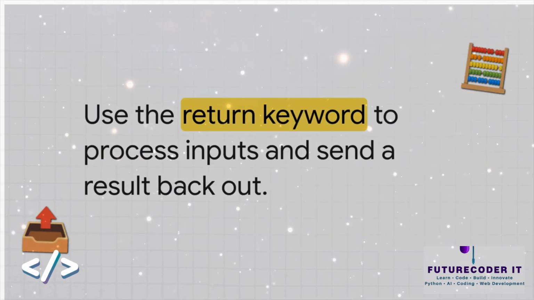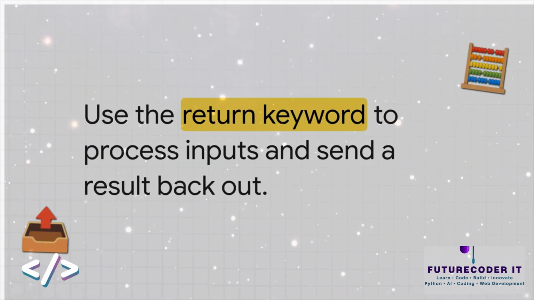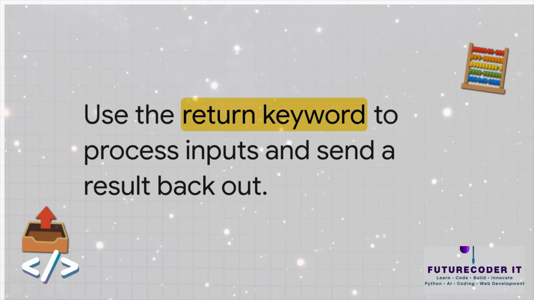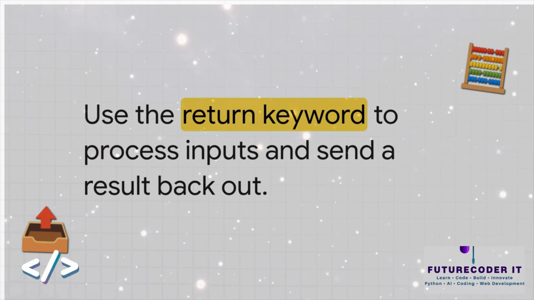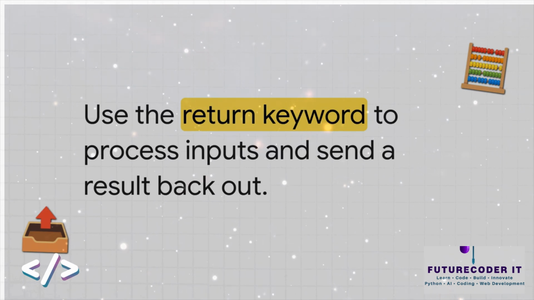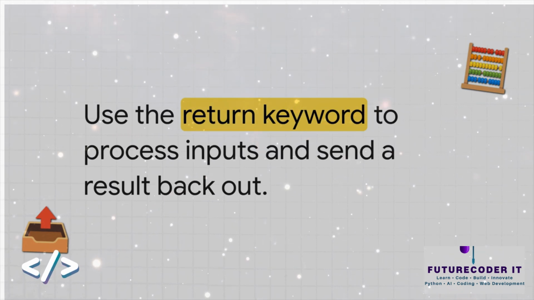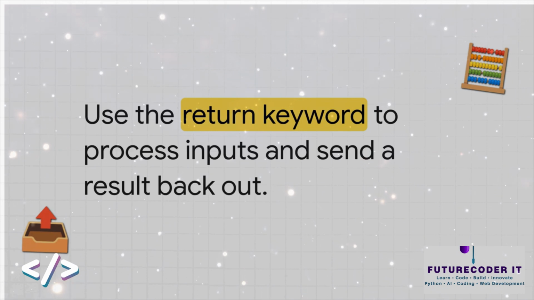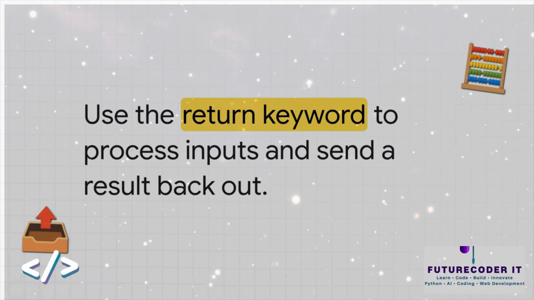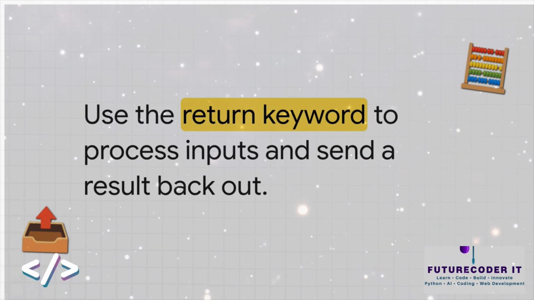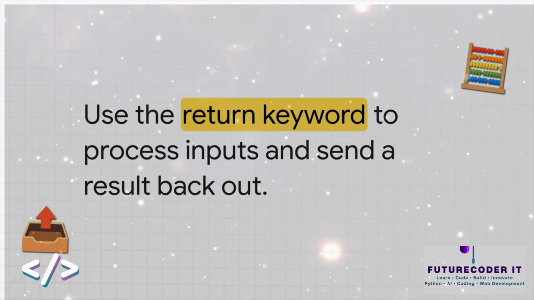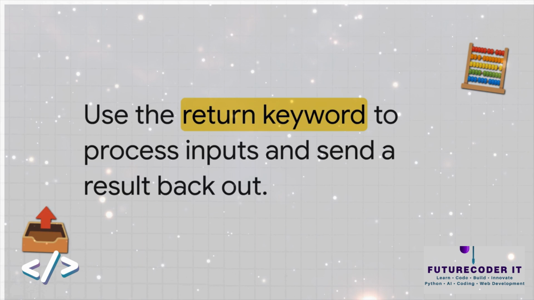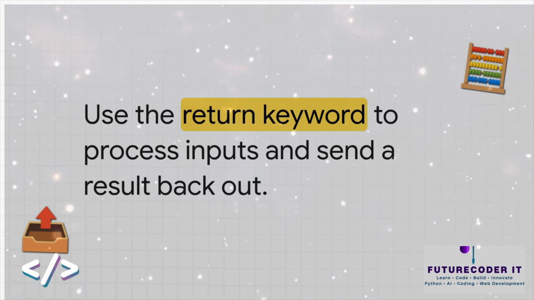Let's look at an example. Imagine a simple math function that adds two numbers. Let's call them x and y. Instead of using print, you use the return keyword, followed by the actual math expression. It takes the two inputs, calculates the sum, and instantly hands that result back out. Now, here is a golden rule. The moment a function hits a return statement, it exits completely. Done. Finished. Any code you write inside the function after that return statement, it's never going to run.